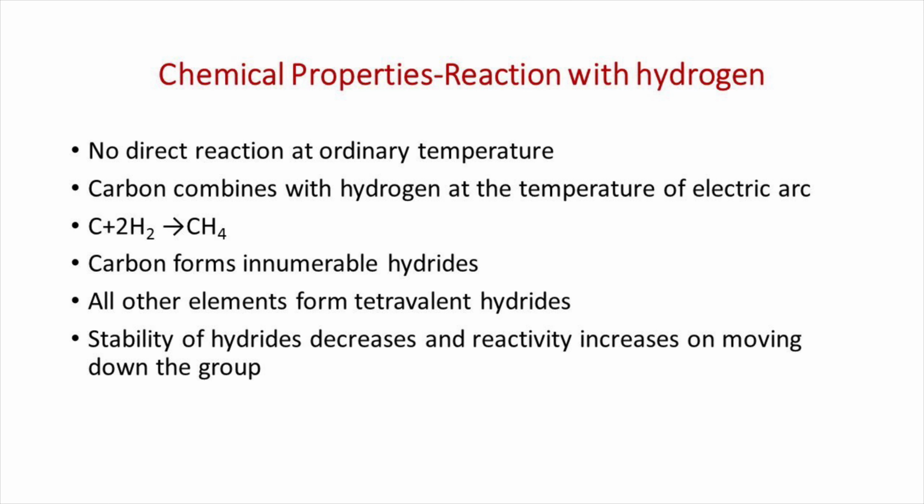The next one is the reaction with hydrogen. There is no direct reaction at ordinary temperature with hydrogen. But carbon combines with hydrogen at the temperature of an electric arc, producing methane. Carbon forms a number of hydrides. All other elements form tetravalent hydrides. The stability of hydrides decreases and reactivity increases on moving down the group.